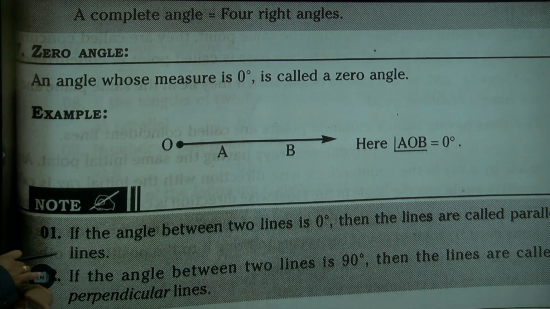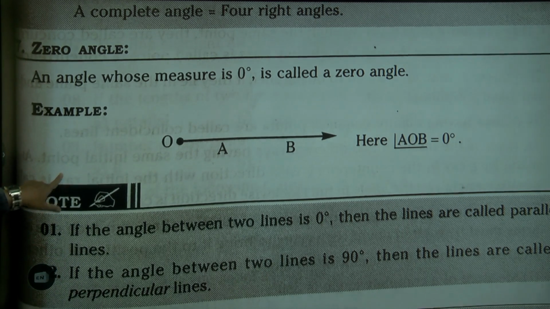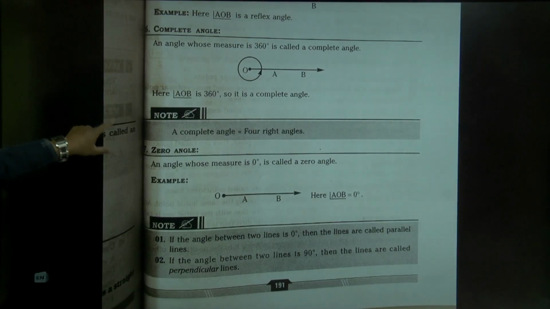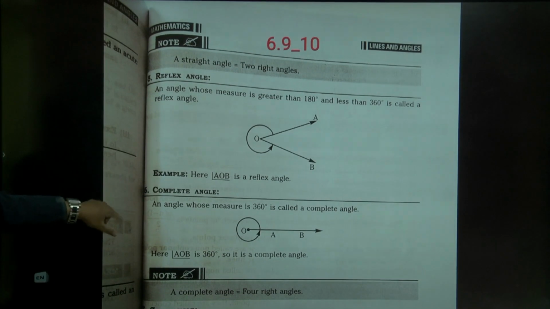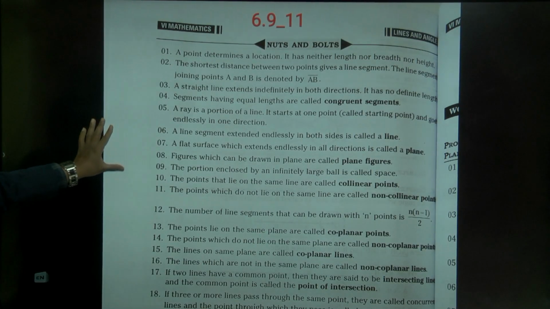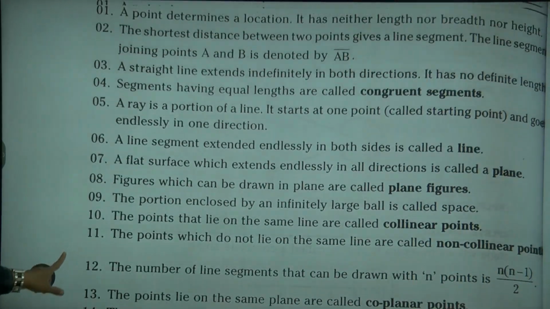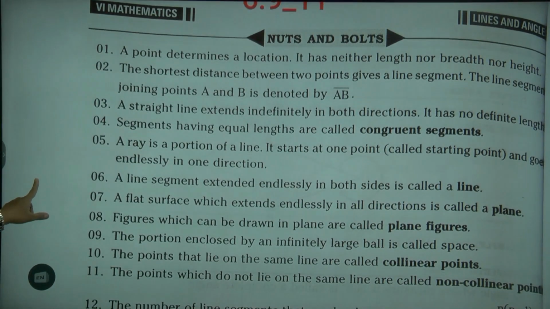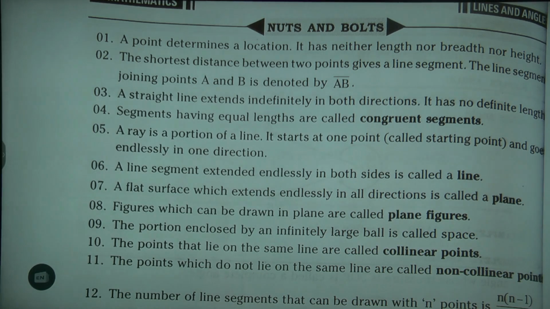The next. So here are the points we have discussed in this session. Just go through, just read these points. So I'm reading, just check it out. A point determines a location. It has neither length nor breadth nor height. So a point is a location. It does not have length or breadth.